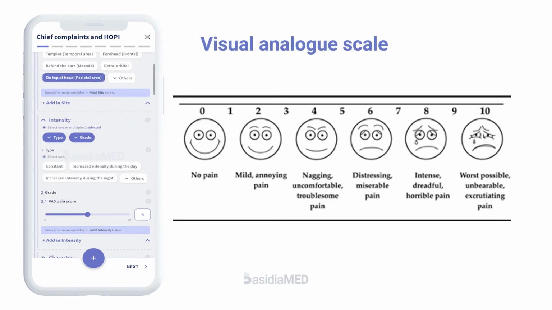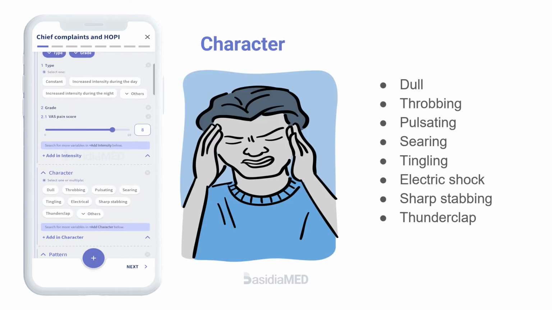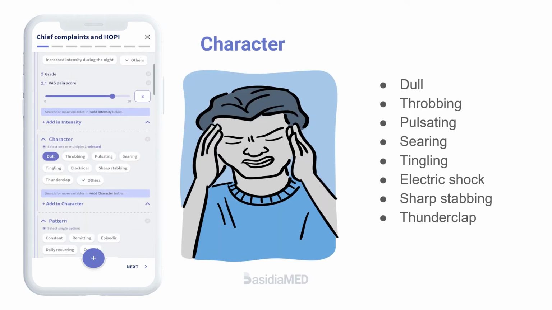The VAS scale, as shown in the image, is used to record the pain experienced by the patient based on the facial expressions. Character. Dull pain is seen in tension headaches. Throbbing pain is seen in migraines, caffeine withdrawals, and alcohol overdose. Pulsating pain is seen in involvement of the blood vessels, as seen in giant temporal arteritis. Sharp, searing pain is seen in cluster headaches.